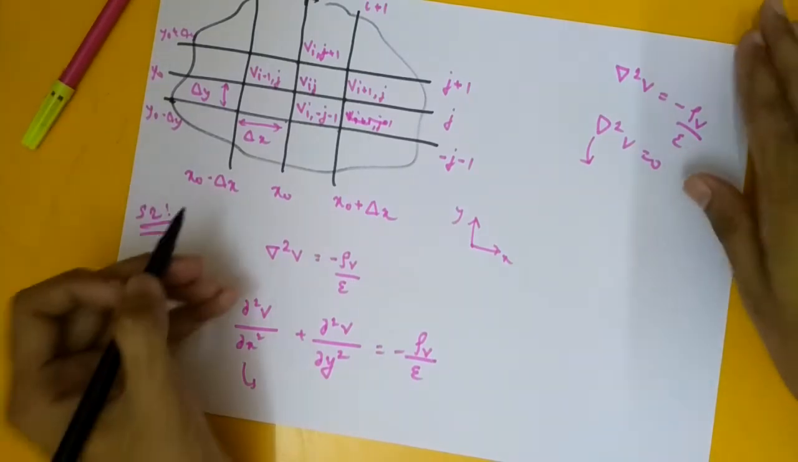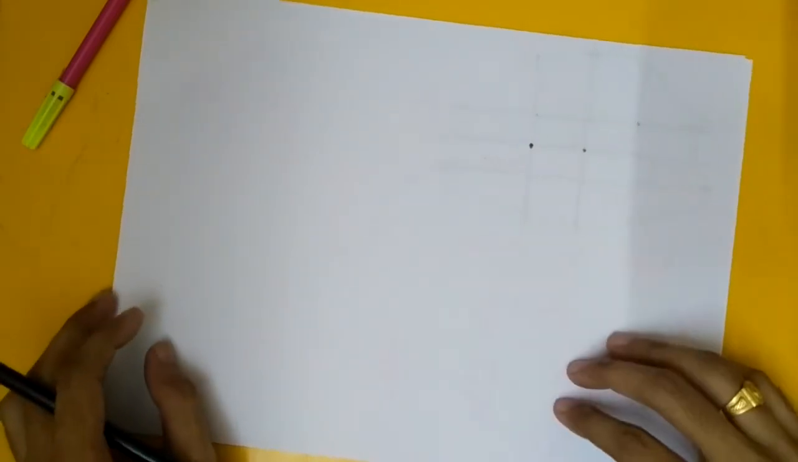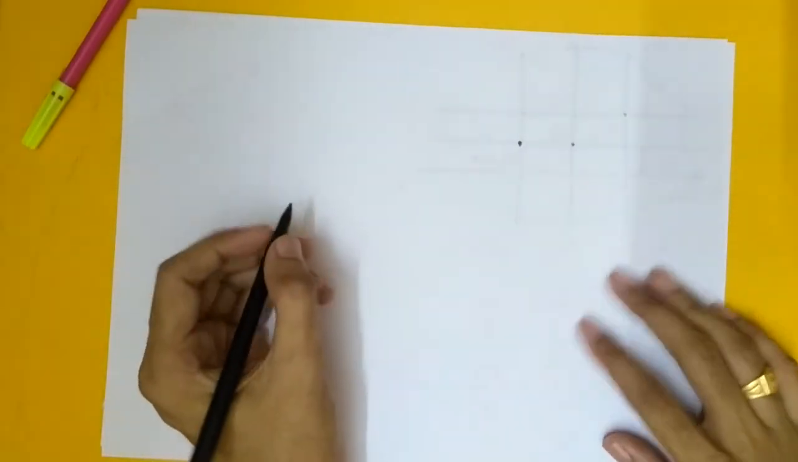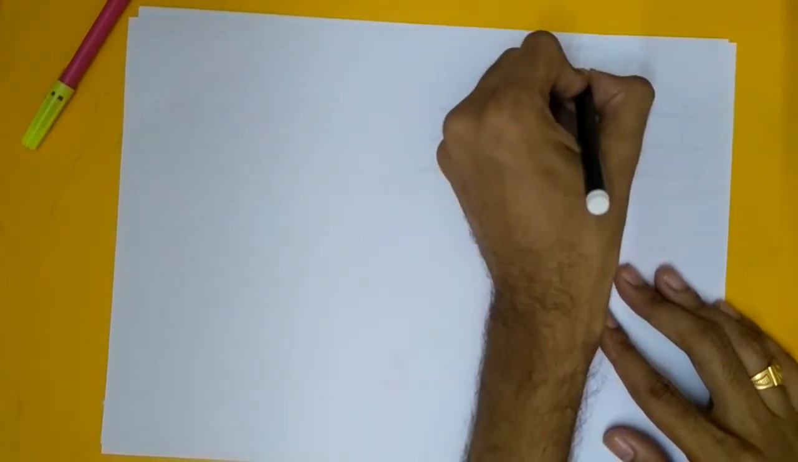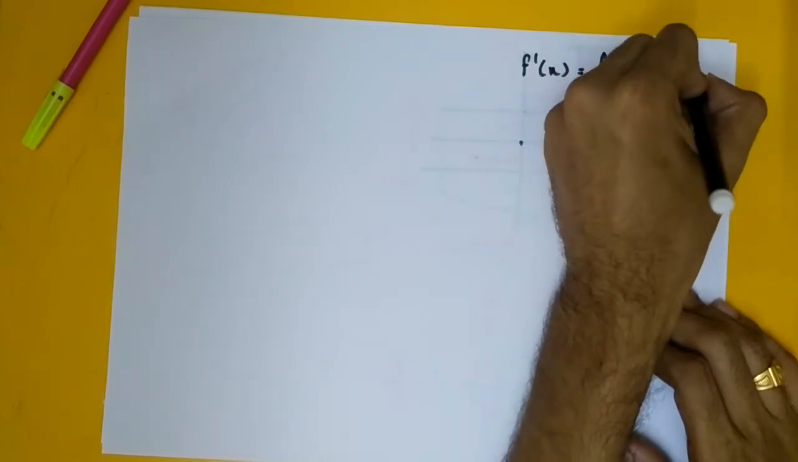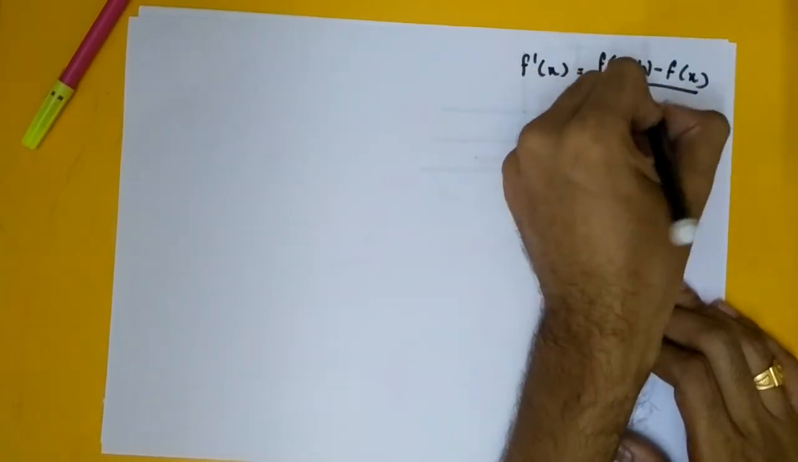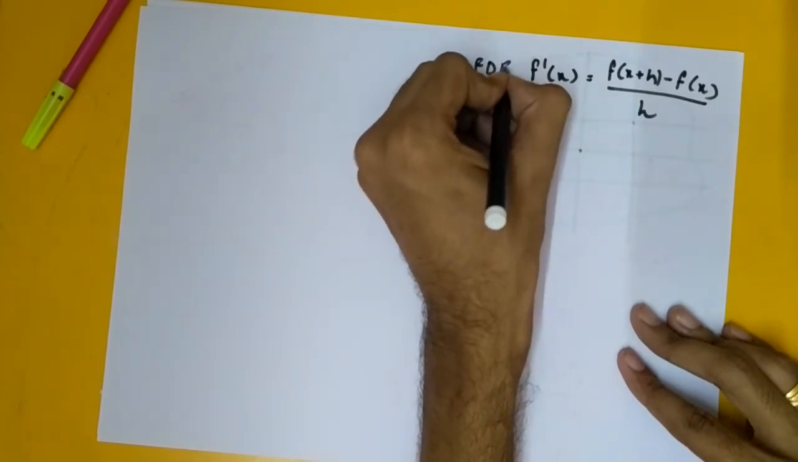So let's go to the definition of differentiation. So before going to double differentiation, we'll do single derivative. Okay, so what is f dash of x? If I want to find, what is the definition? It is f of x plus h minus f of x upon h. Okay, so this is called the forward difference formula.